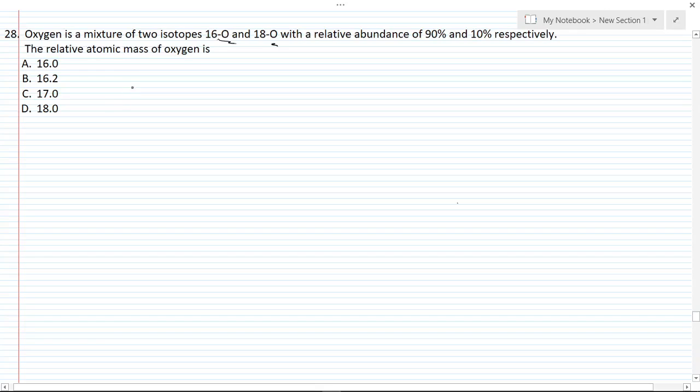So isotopes are pretty much atoms of elements with the same atomic number but different mass number.